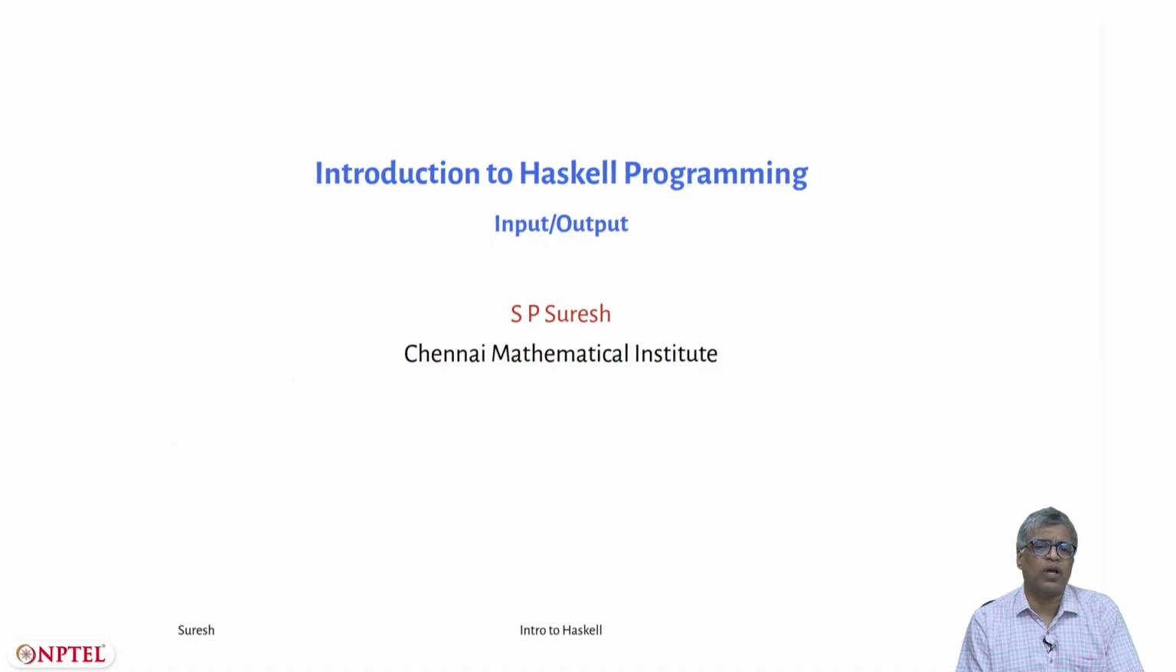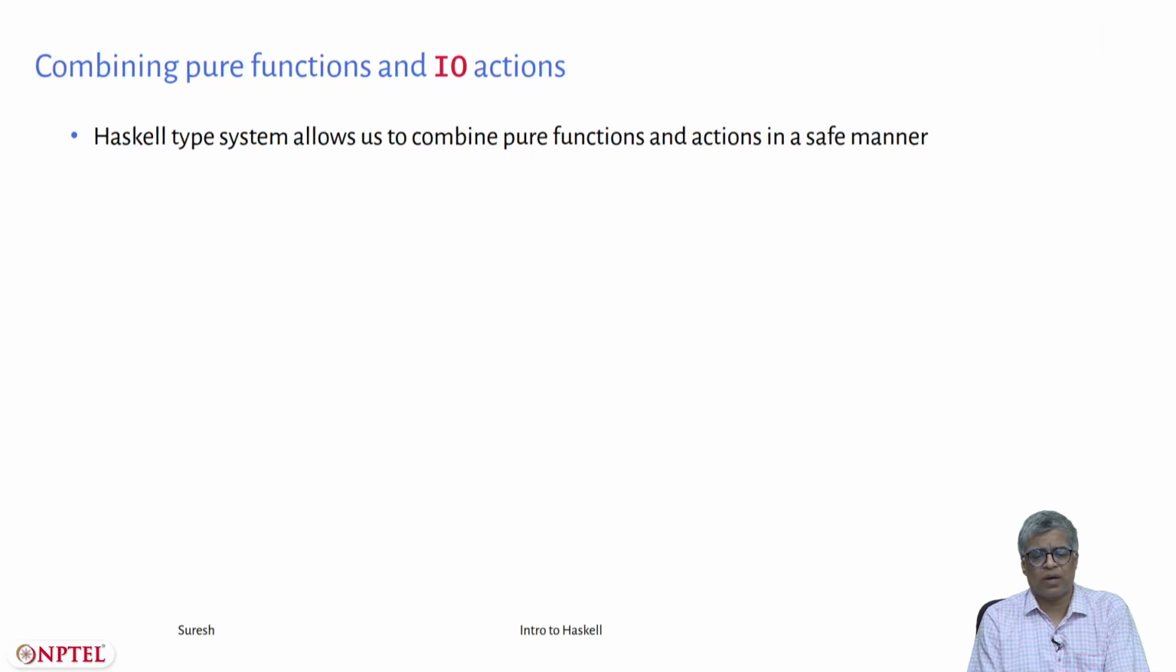The first few slides will be a recap of the earlier material on input output that we have seen. Recall that the Haskell type system allows us to combine pure functions and actions in a safe manner by putting a tag called IO on all the output types of input output actions. If any component of a larger program has some IO, then the larger program also should be tagged IO. This way, you know when you look at a program that there may be side effects, whereas if a program doesn't have IO in either the input or output types, given the material we have seen so far, there won't be any side effects.